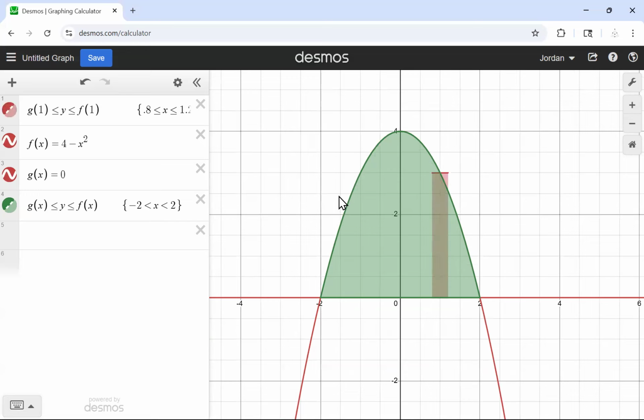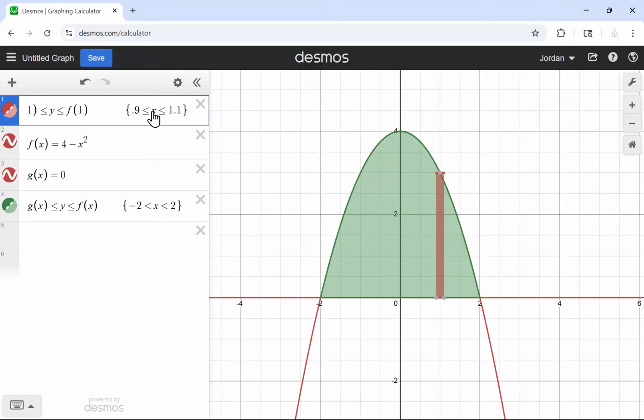And then if I were to draw some sort of a representative rectangle in there, it's going to look like this. It's going to have a top, which is f of x, and a bottom, which is g of x equals 0, or y equals 0. And again, we're bounded going from -2 to 2.